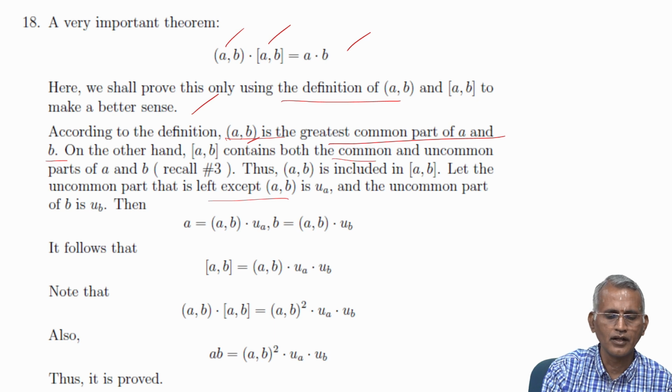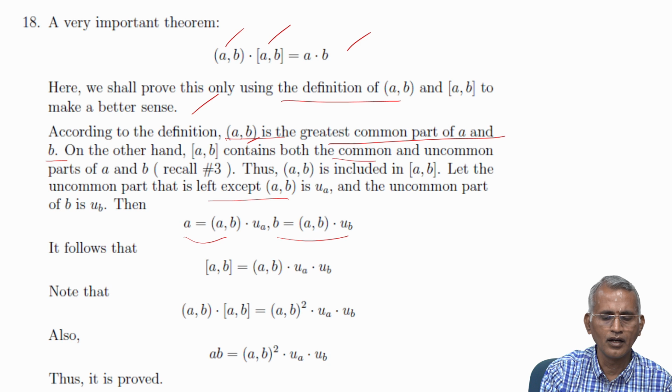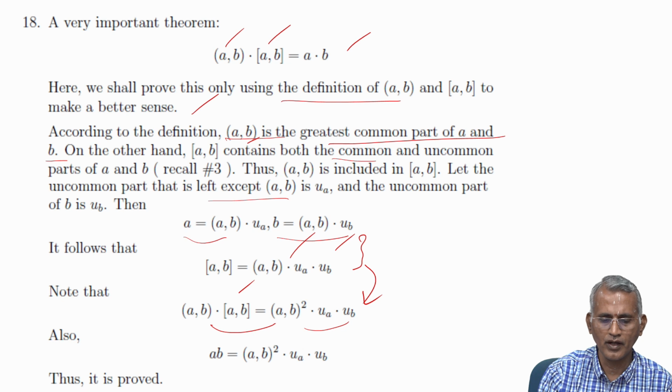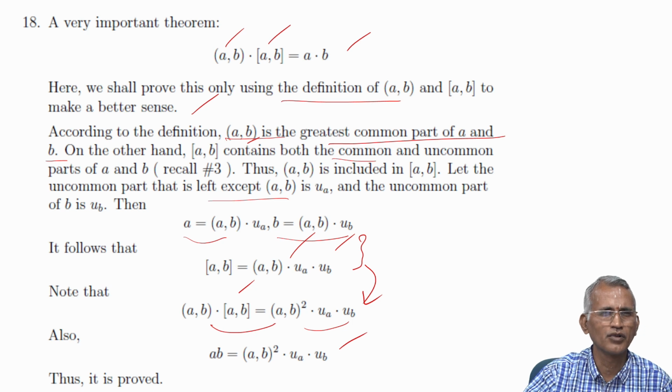Therefore, A equals the GCD of A comma B into UA and B equals the GCD of A comma B into UB. It follows that the LCM of A comma B equals the GCD of A comma B into UA into UB. Therefore, A dot B into the LCM of A comma B is equal to the GCD of A comma B whole square into UA UB. From these two, AB is equal to the GCD of AB the whole square into UA UB, hence it is proved. So this way we can prove that important theorem of the product of GCD and LCM.